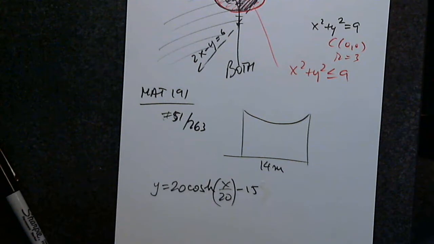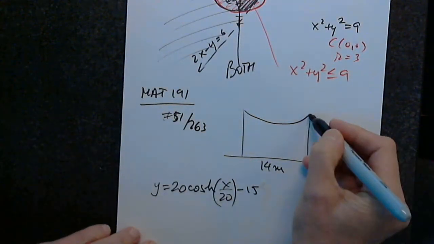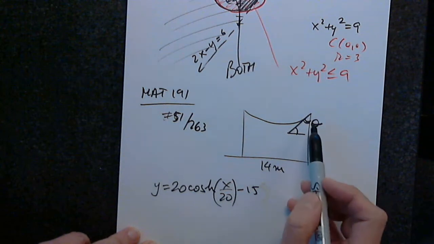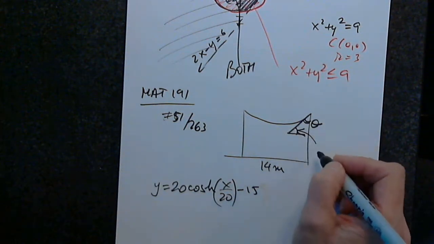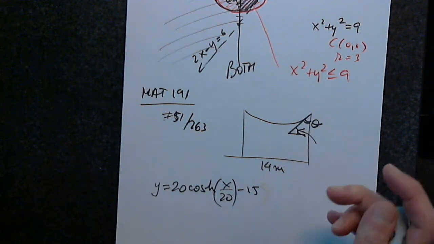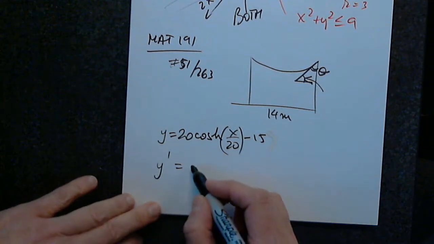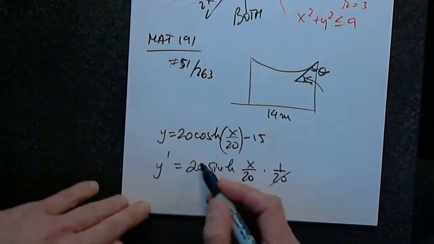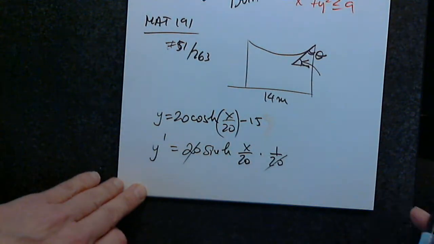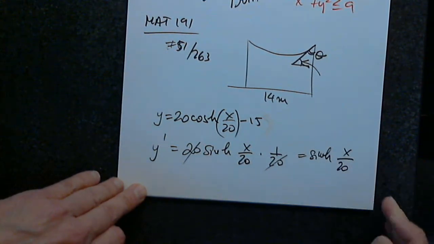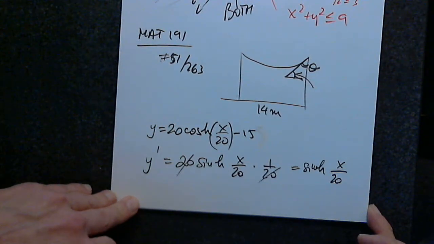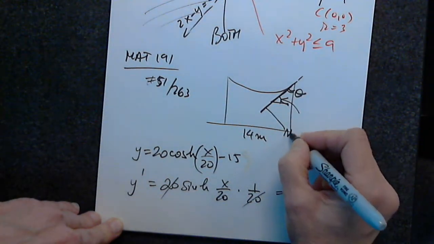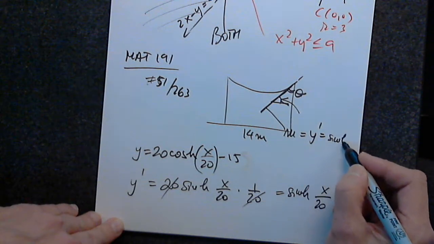So we found the slope of the line. I forgot, is theta here or here? No, theta is at the pole in the line. Okay, so we are going to determine this first and then subtract it from pi over 2. So y prime equals 20 hyperbolic sine x over 20 times 1 over 20, that simplifies with this, is the inner function prime. So this is hyperbolic sine x divided by 20. That's the slope of that line right there. So m equals y prime equals hyperbolic sine x over 20.